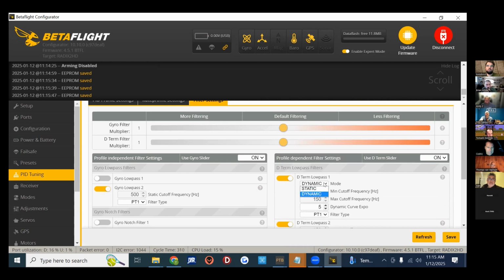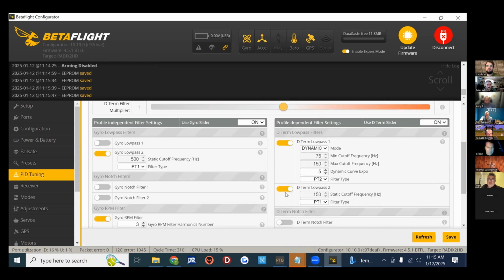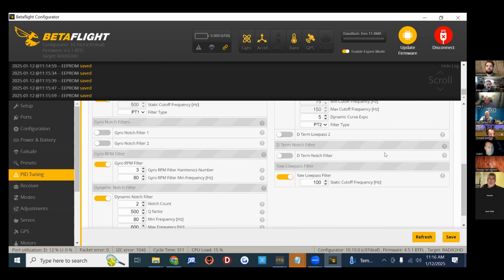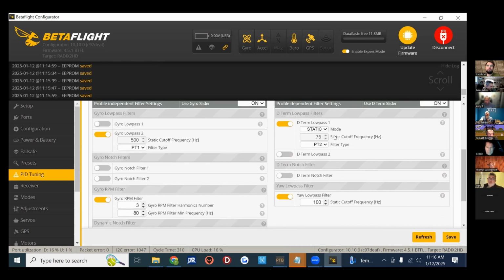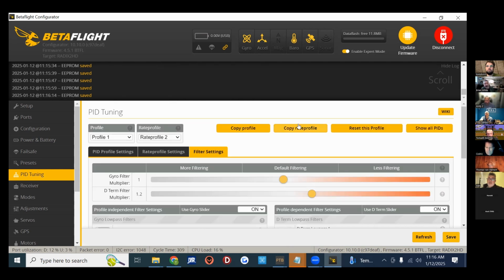Either take the slider and bring it up a little bit or go to a PT2. PT2 with the low pass off. I'd probably go static there, but it's up to you. I go static and bring the slider up to about 90, till you see 90 on the D term slider. That's probably reasonable. It's a 6-inch, right? For a 5-inch, I'd probably try to get it to 120. Hit save. Now, one more thing.